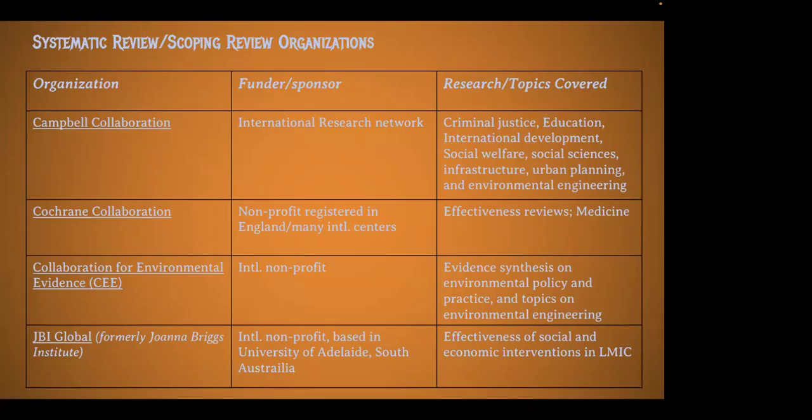Then you have your Cochrane Collaboration, which is your effectiveness medical systematic reviews. But then you have others. So you have the Collaboration for Environmental Evidence. This is going to have more of your environmental engineering, policy and practice. JBI Global is a really great resource and includes templates for a variety of different review types. So you have your umbrella reviews, scoping reviews, and the different types of systematic reviews as well.